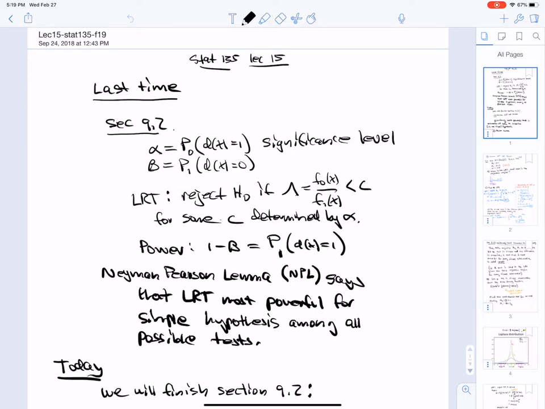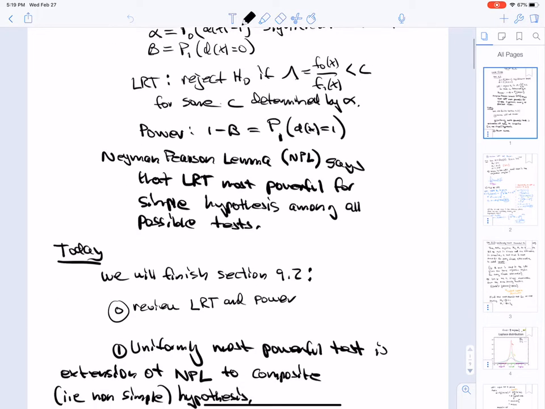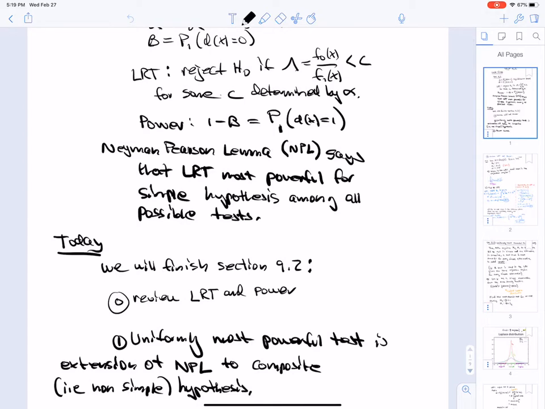We've seen the alpha and beta type errors, the likelihood ratio test, which says reject the null if the ratio of the null distribution to the alternative distribution is less than some constant c determined by alpha. The power, which is 1 minus beta, is the probability that you reject the null when the alternative is true. We've seen the Neyman-Pearson lemma, or NPL, which says that the likelihood ratio test is the most powerful for any simple hypothesis.